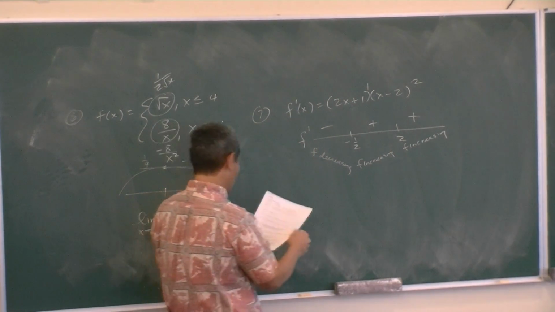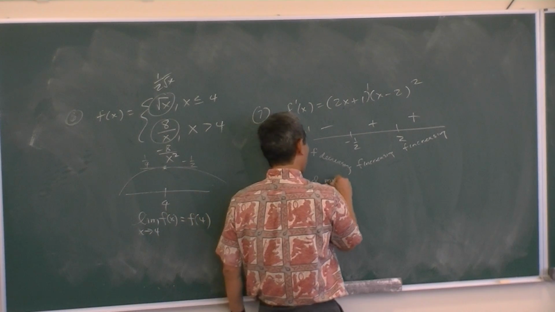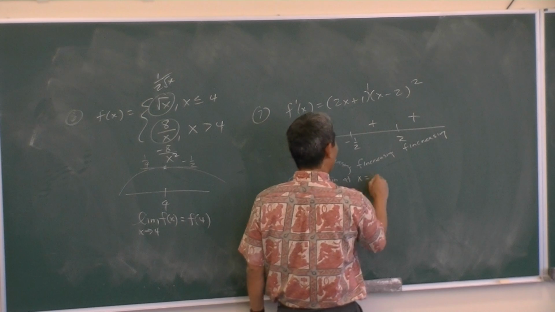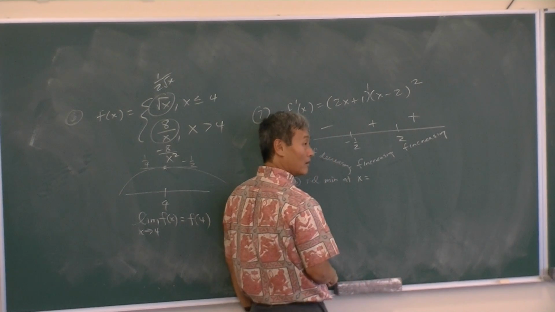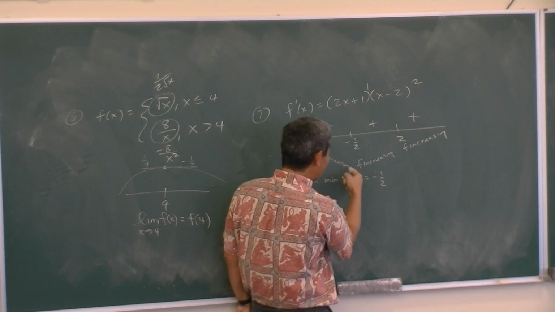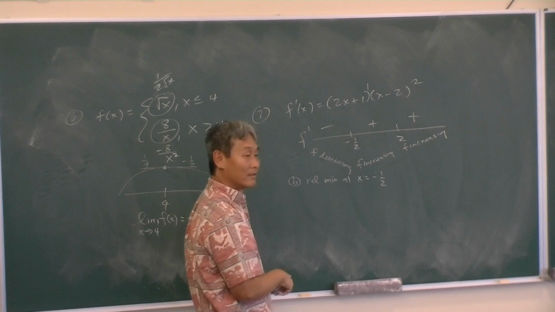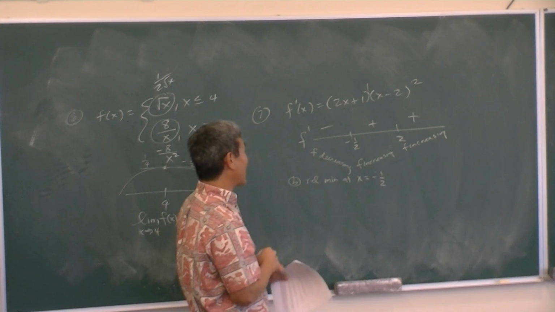Okay, so let's answer the question. Where do you have a relative min? So you would say relative minimum at x equal negative half. Just look at your number line. The graph is going downhill and then it starts going uphill. Isn't that the lowest point on the graph? Yeah, so there's a relative min at x equal negative half.